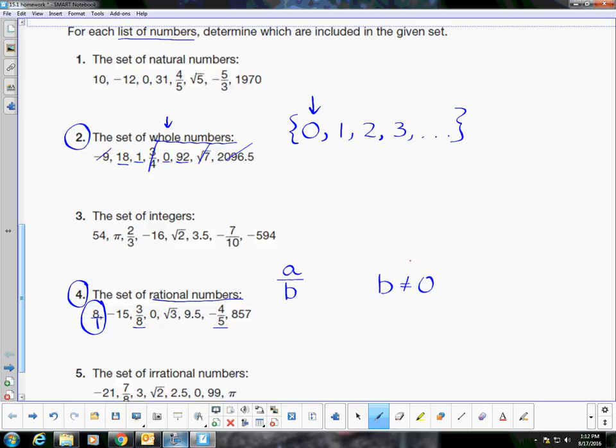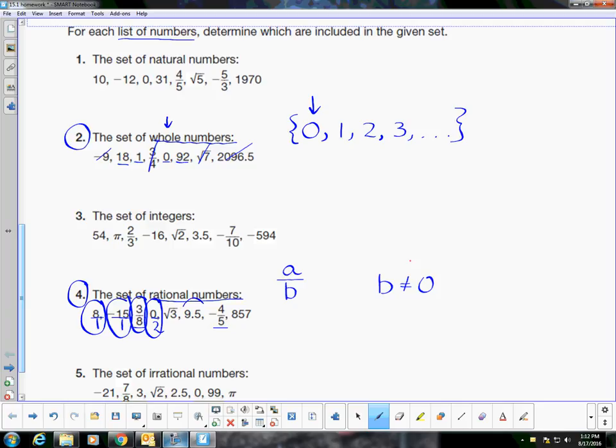Negative 15 can be written as negative 15 divided by 1. That is a rational number. As is 3/8. 0 over anything, 0 over 2, 0 over 4, is a rational number. Radical 3 is not a rational number because the square root of 3 is a never-ending decimal. It goes on and on and on. And so far, the decimals and fractions that you've seen are all ending decimals.